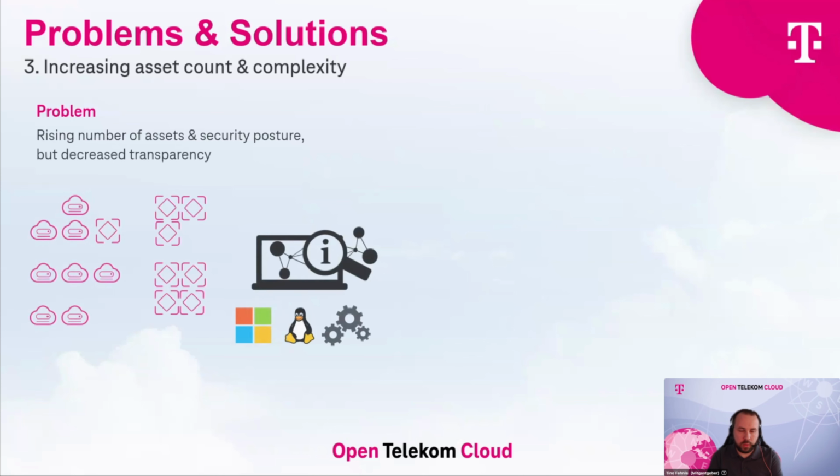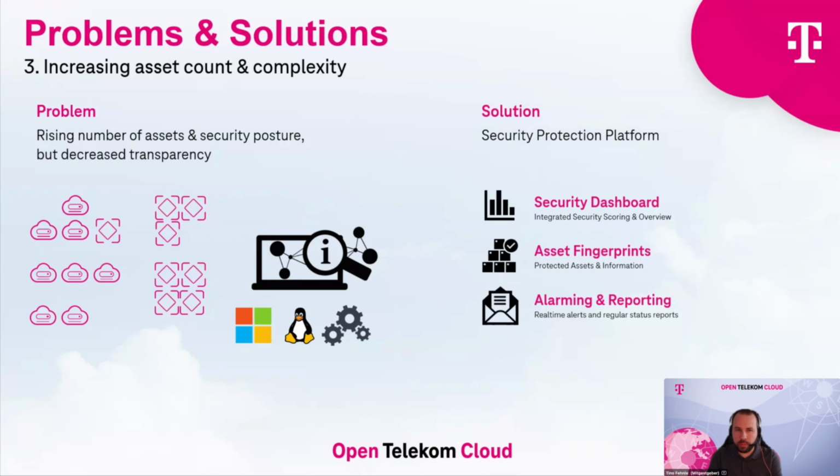And the third point is also the increasing complexity. As you get more and more assets into the cloud, you have a rising number of assets, but also the transparency decreases. That means you have a lot of systems running around, some virtual machines, some containers, some Windows, some Linux. Some have different applications running on them, and over time you lose the overview. Where do I have what, and what is the security status or the posture of my whole environment? You want to see, for example, some dashboard, some scoring, some traffic lights. Am I green? Am I red? What do I need to do?